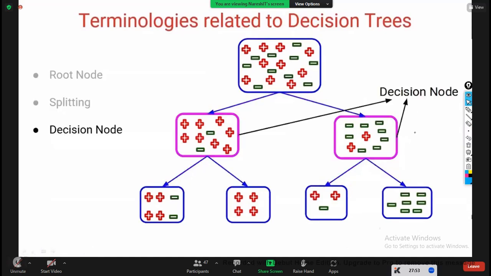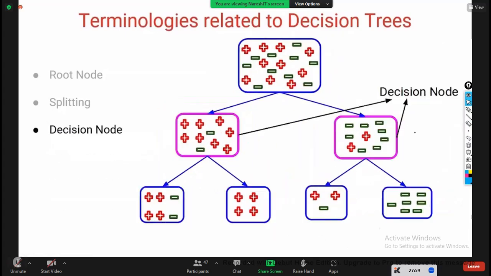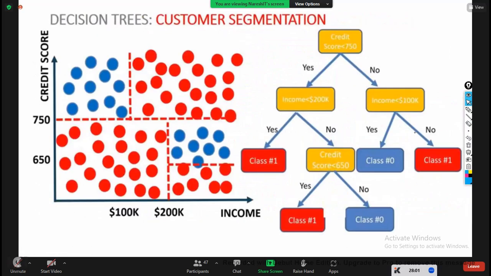Root node, splitting, decision node, leaf node, and subtree, and finally the depth of the tree. Now for this example, what is the depth of the tree? 3 is the depth: 1, 2, 3. This is the depth of the tree. 3 times it has been further split.